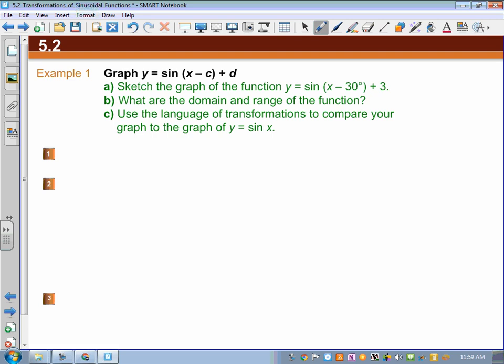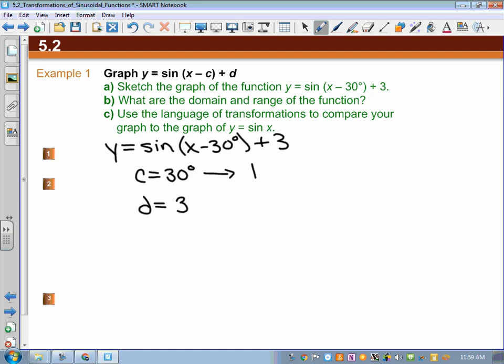And I think it is important that this takes us back to all the function transformations that we've applied or identified in the past. It is maybe not simple, but what we're going to do here is identify that C is positive 30 degrees and D is positive 3. Now, if C is 30 degrees, we have a horizontal translation 30 degrees to the right because it's positive, just like any horizontal translation from previous chapters. And if D is equal to 3, we have a vertical translation of 3 up. That is the language that compares our graph to y equals sine x.